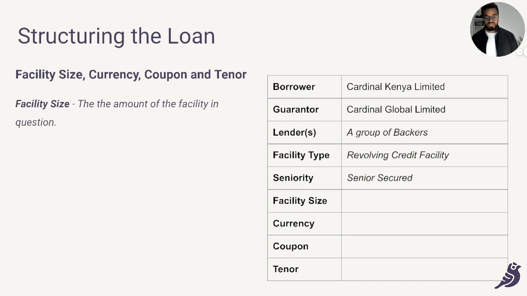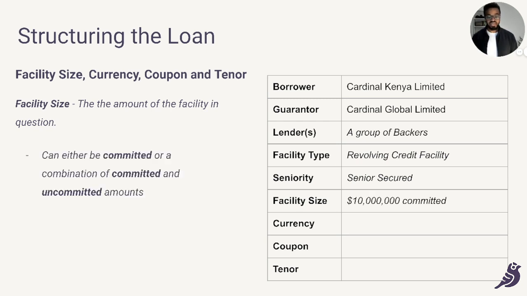As the name suggests, the facility size represents the amount of the facility in question. This is typically determined by taking the borrower's needs into consideration, weighed against the amount that the lender is comfortable extending. The entire facility can be committed, meaning that the lender is committing to making available the entire amount based on pre-agreed terms, or there can be both committed and uncommitted portions of the facility, in which case the lender commits to making only the committed amount available and retains the right to make the uncommitted portion available to the borrower at a later date.